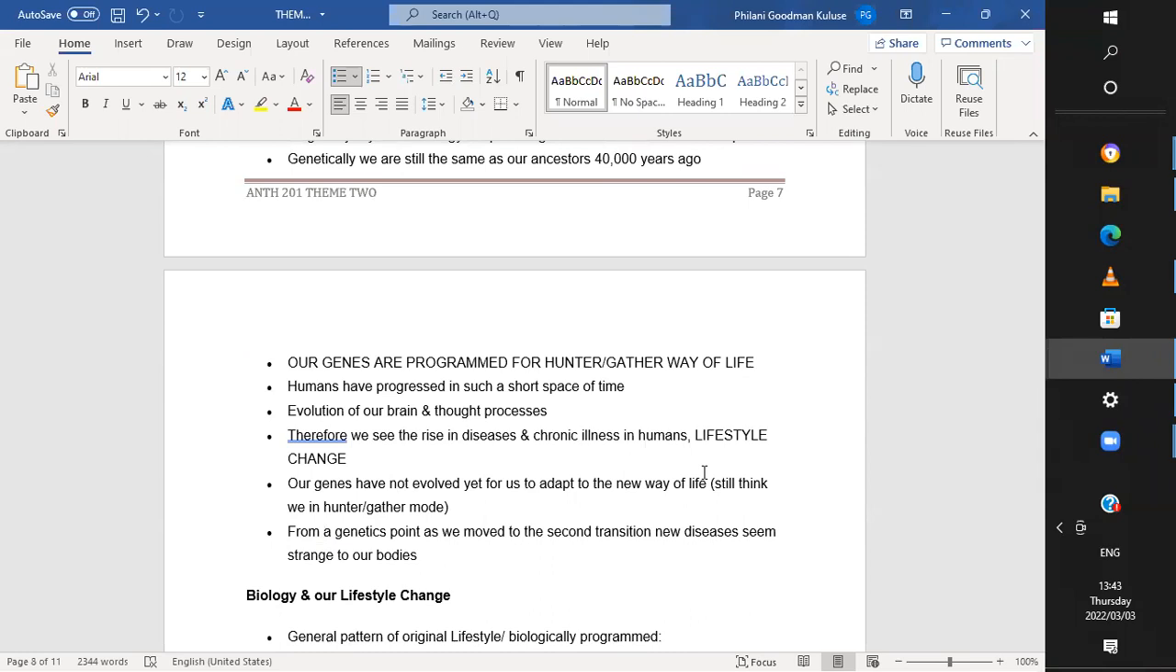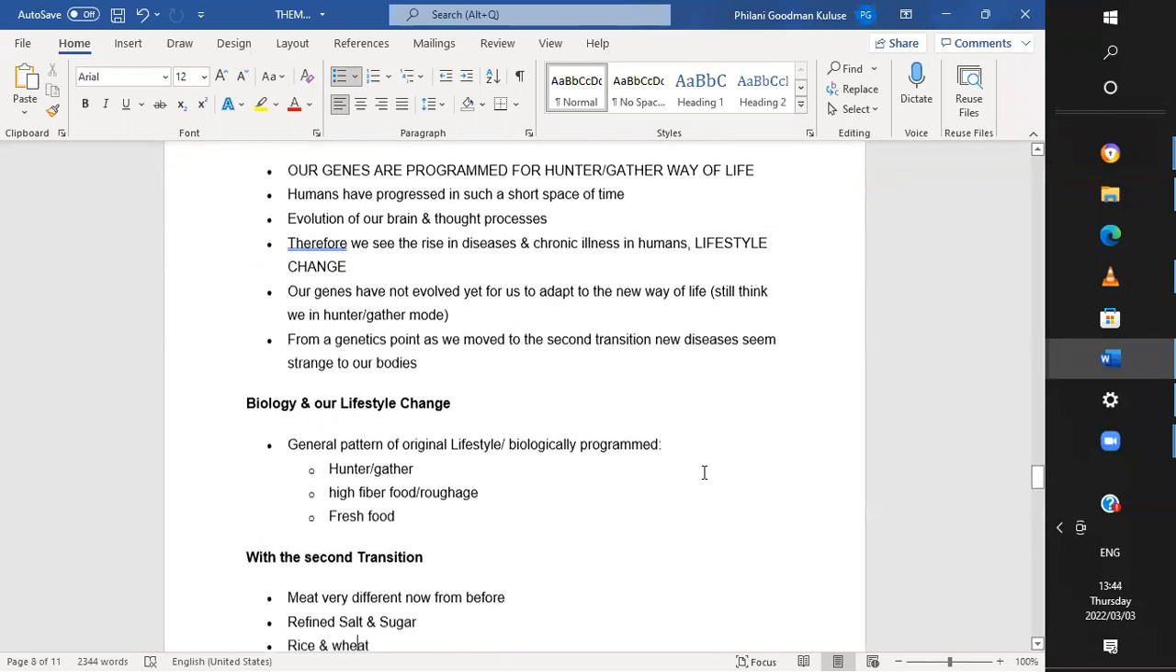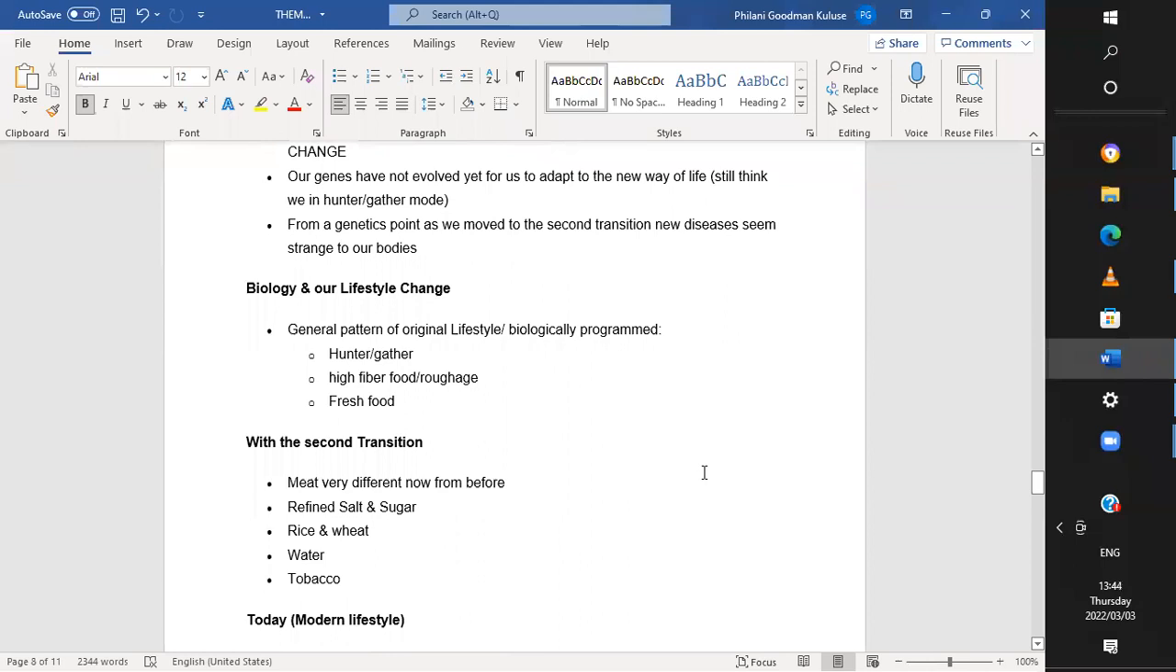Still think we're in hunter and gatherer mode. From a genetics point, as we move to the second transition, new diseases seem strange to our bodies. Yes, the changes were fast, the adaptations were slow. So you need to understand that that's where the role of medical anthropology comes in. That is to make people aware of this, to make people know and understand that the need for adaptation is important. Fixing the healthcare system, fixing the infrastructure, looking at how we see and perceive illness is the key.